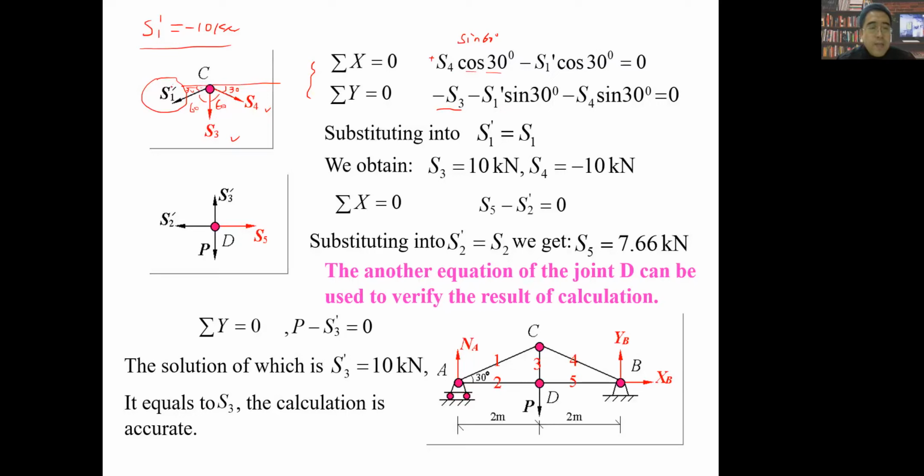So if this x component is S1 prime times cosine 30, then its y component will be S1 prime times sine 30, but it will have a negative sign, right? And the same reason applies for S4 here. So we have this. Substituting into S1 prime equal to S1, equal to minus 10 kilonewtons, right? After a little bit of calculation, you can use these two equations to find the magnitudes S3 here and S4 here.